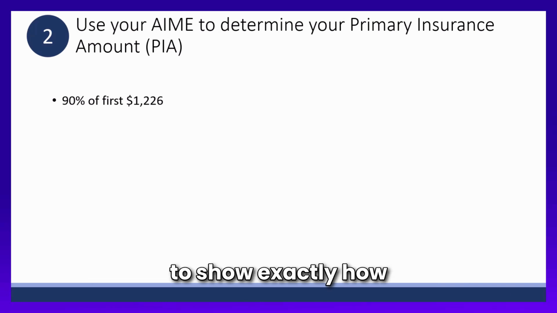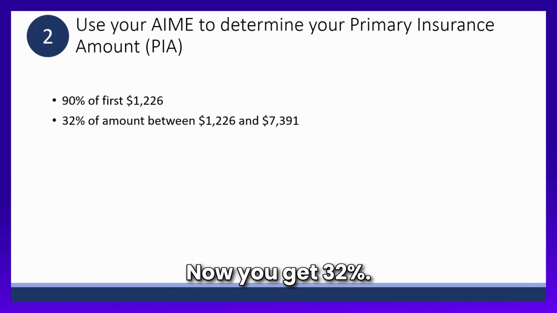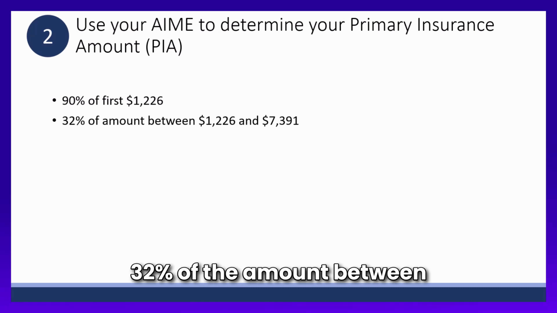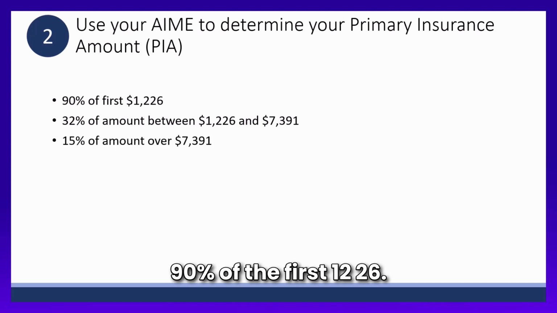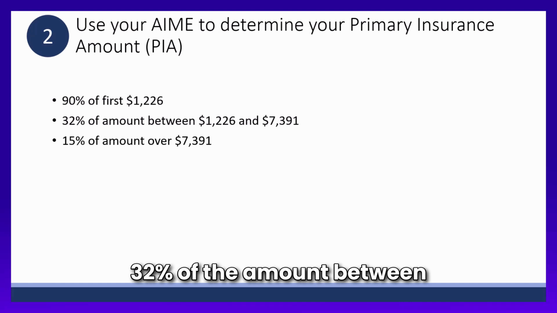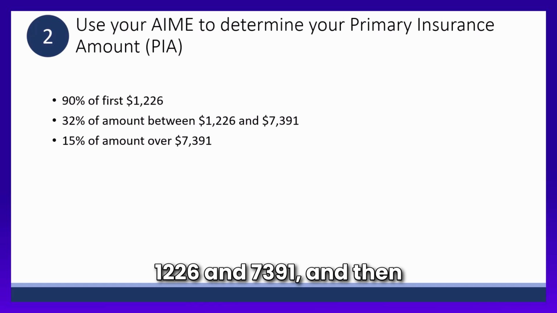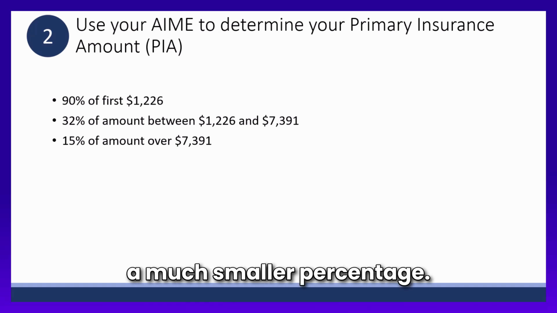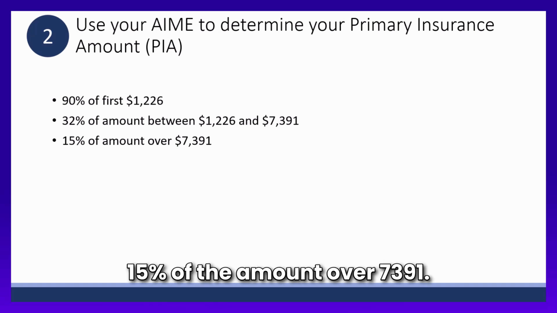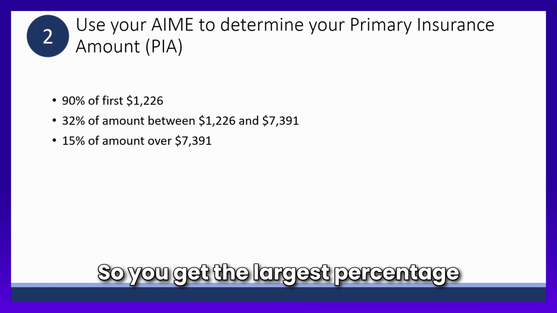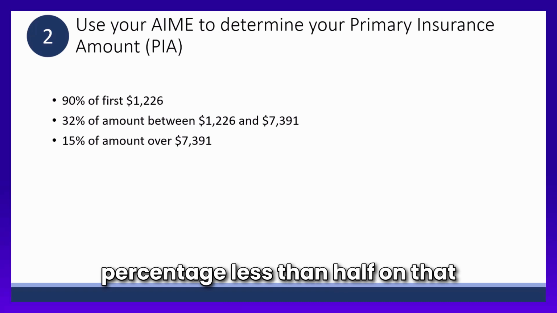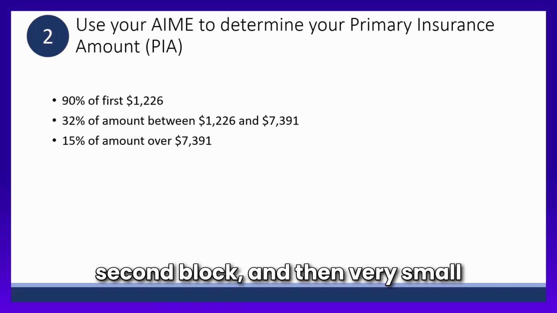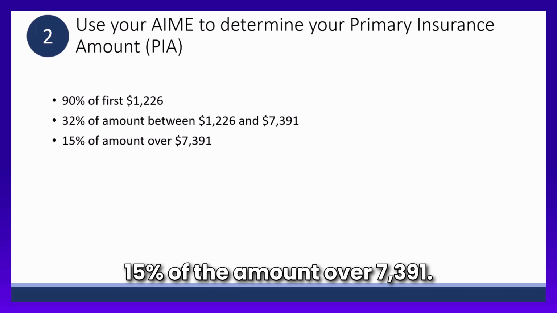And we'll work through an example to show exactly how this works, but I just wanted to preview it for you. 90% of the first $1,226. Now you get 32% of the amount between $1,226 and $7,391. And then a much smaller percentage: 15% of the amount over $7,391. So you get the largest percentage of that lowest block, a smaller percentage, less than half, on that second block, and then a very small 15% of the amount over $7,391.